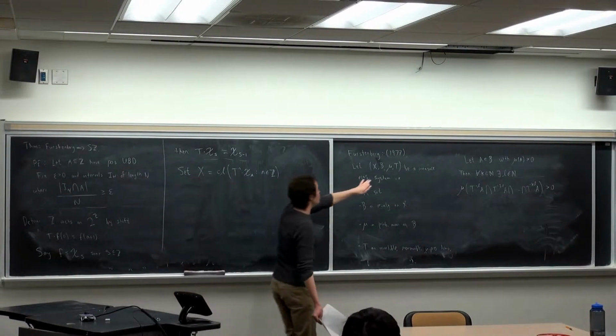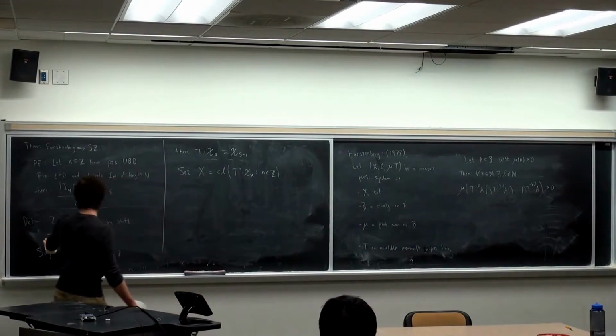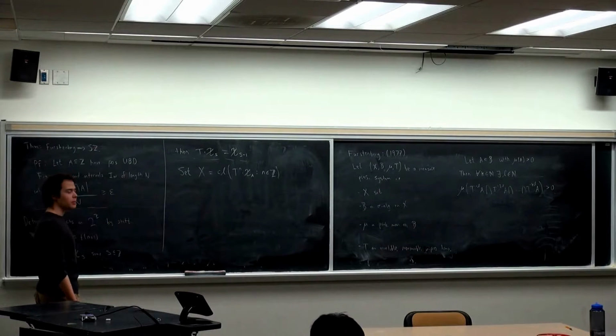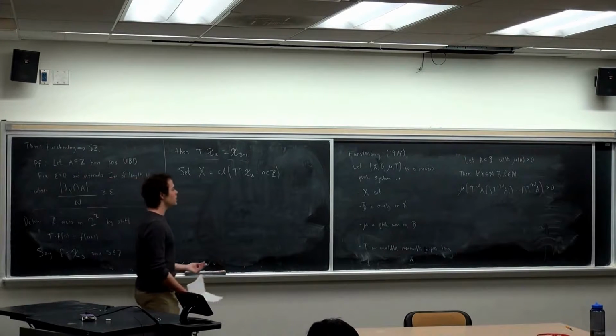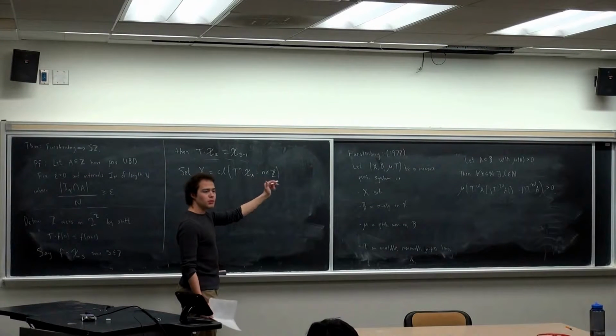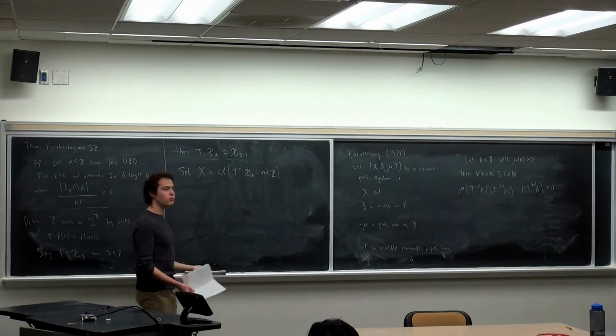T is going to be straightforward. T is just going to be the restriction of this T to X. B is also easy. B is just going to be the Borel sigma algebra. But what about mu? Mu is going to be the weird one. I'm going to do some work to actually cook up the right mu.